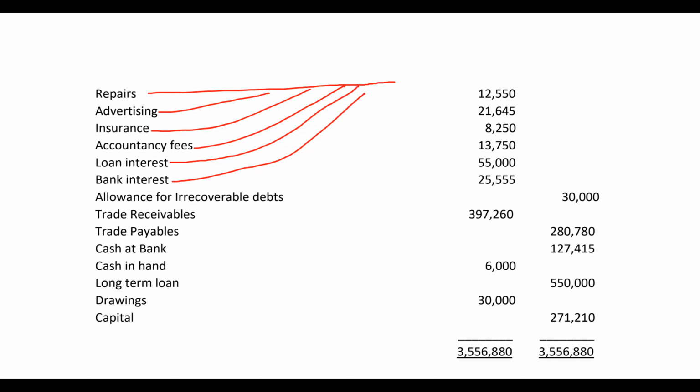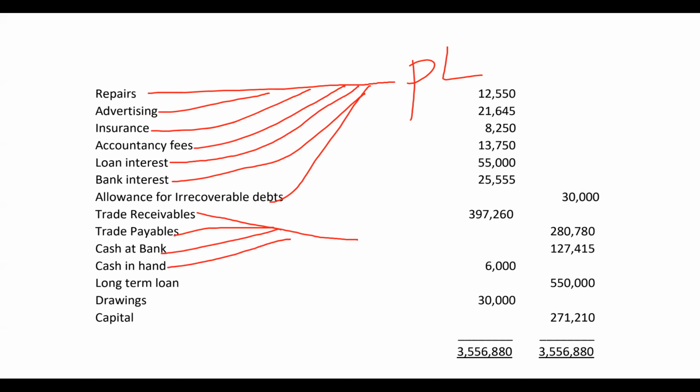Trade receivables, these are people who owe you. Yes, this one is an expense, profit and loss. Trade receivables, the people who owe you. In other accounts, you find them as debtors, okay, the debtors. Cash at bank, cash at hand. The cash at hand, cash at bank, and trade receivables, these are current assets, all right? They are assets, but current assets.